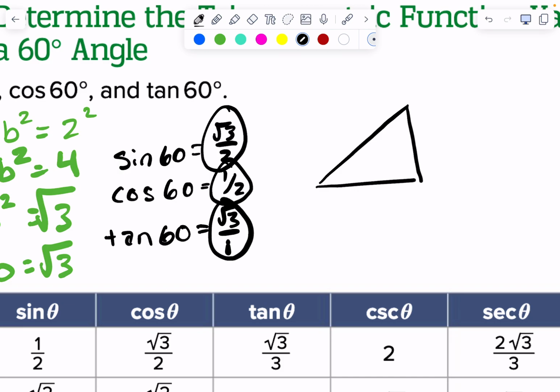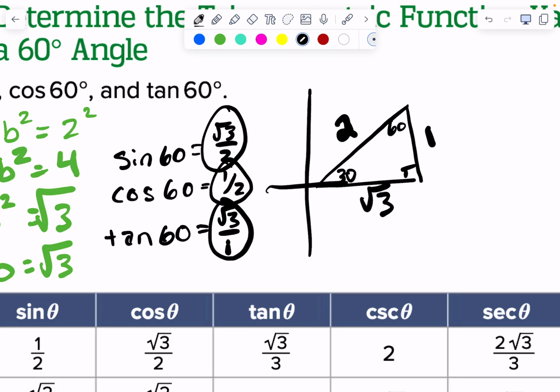If you did a 30, 60, 90, just watch this. It would be 1, 2, square root of 3 like that, right? It's just laid on its side instead. But it has the same sides as your 30, 60, 90: 1, 2, square root of 3, and you could do sine, cosine, and tangent with 30, right?